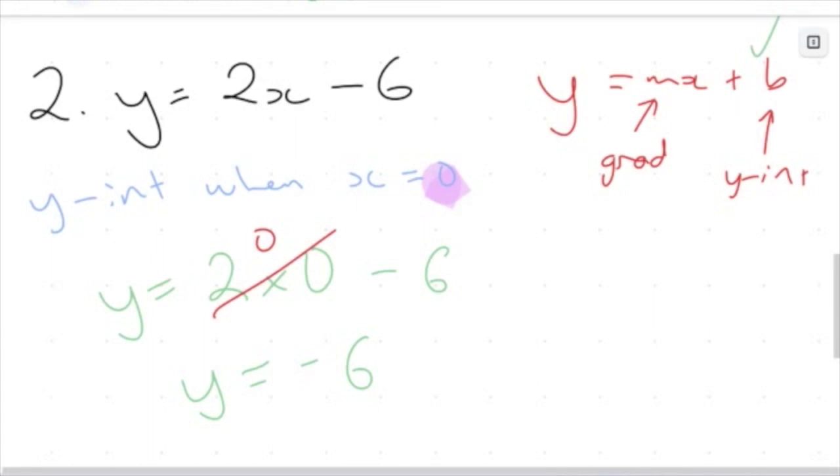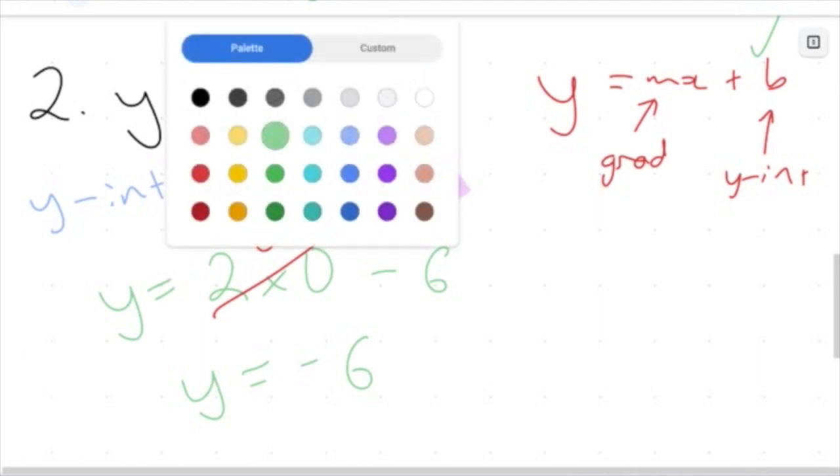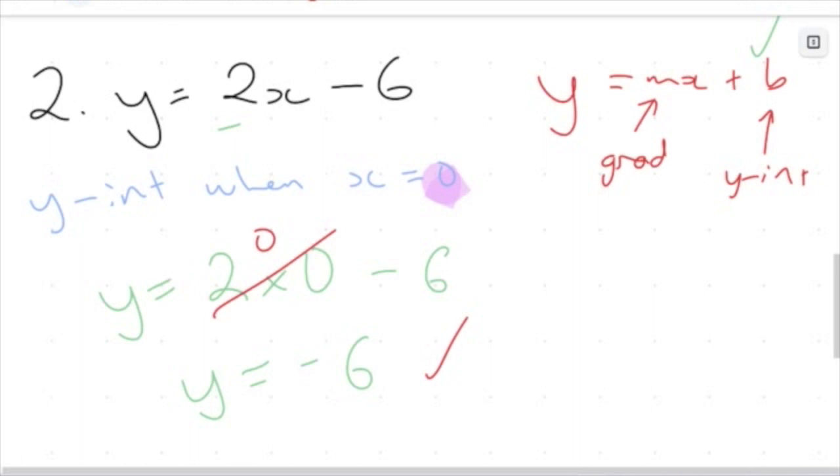And that just checks out with this thing here. Because this is saying y equals mx, with the m being the gradient of 2, plus minus 6. So my y-intercept, if I just read it off the equation, is also going to give me minus 6. So I've done it correctly.